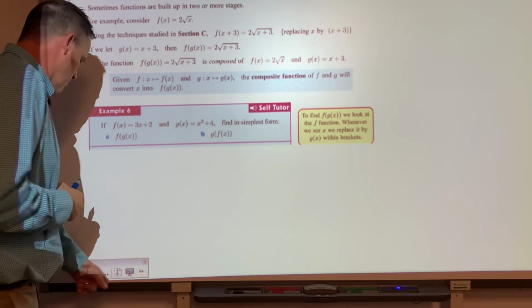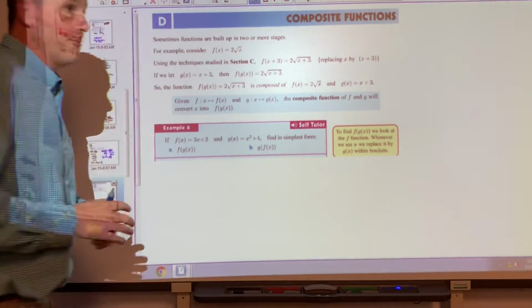Composite functions. Whew. That's the next step. We'll stop for now.